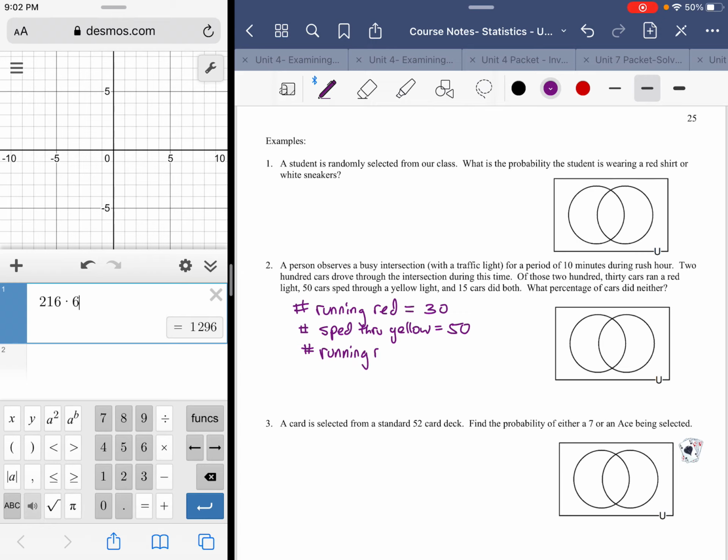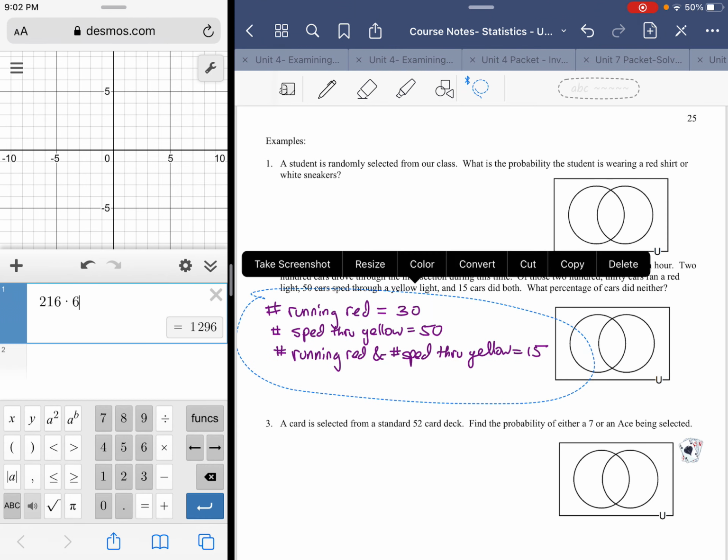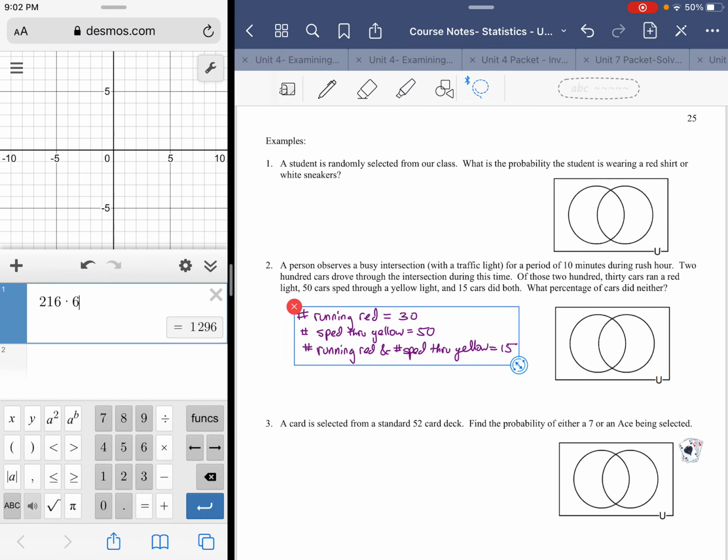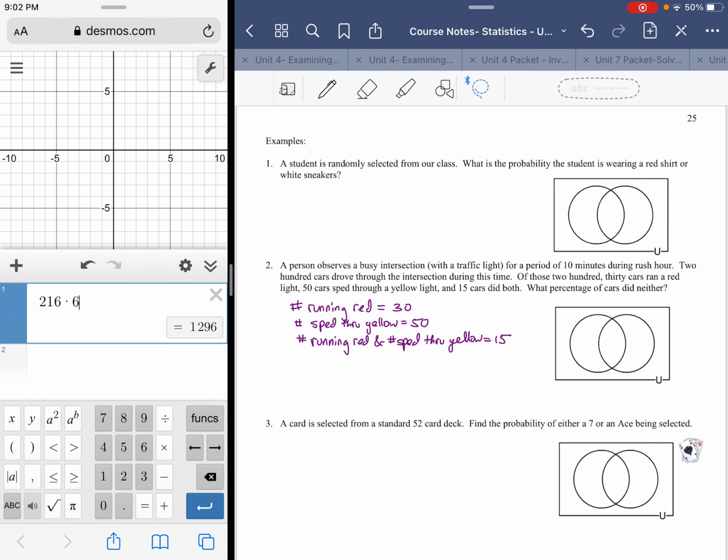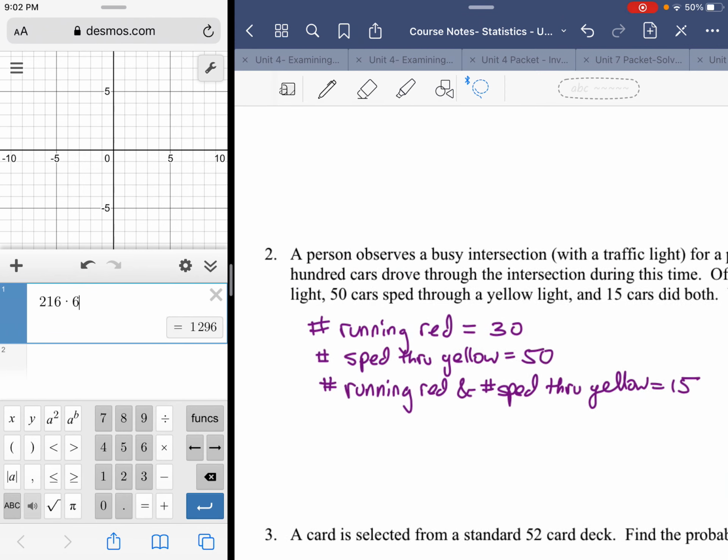And the number that did both, so number running red and sped through yellow, is equal to 15. What percentage of cars did neither?